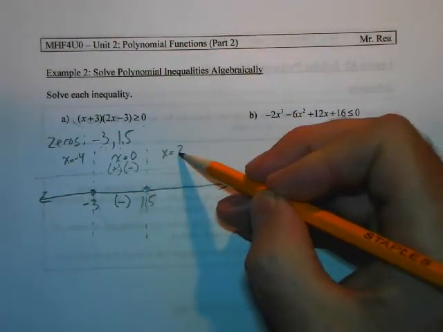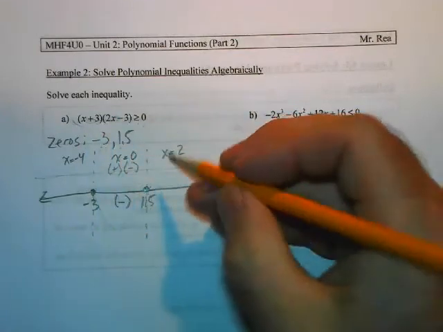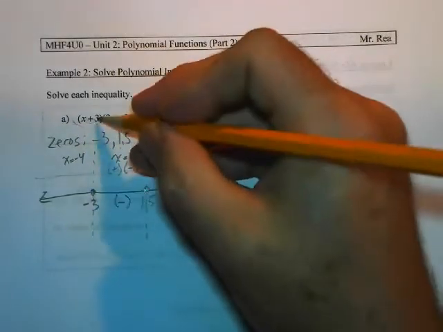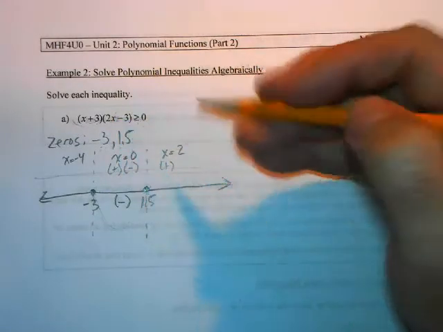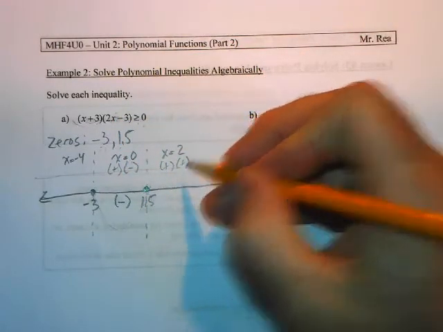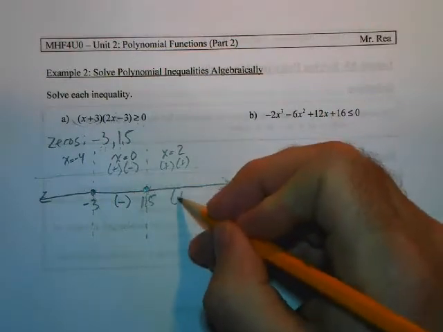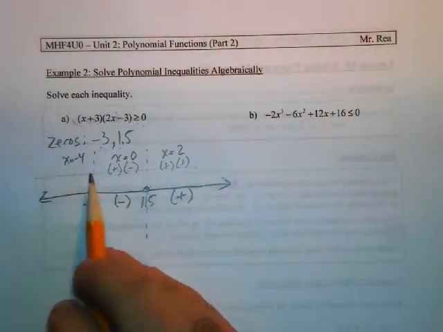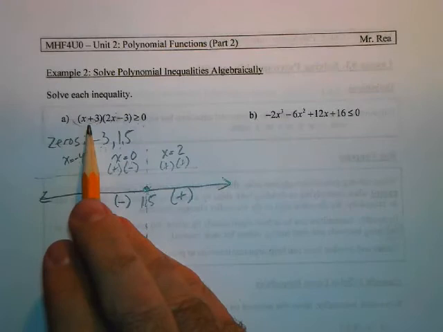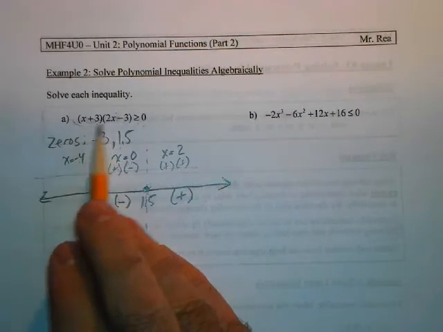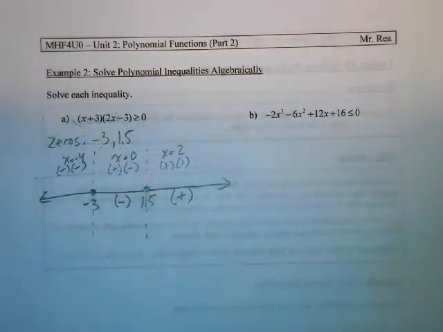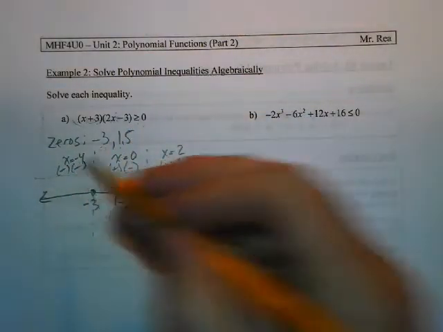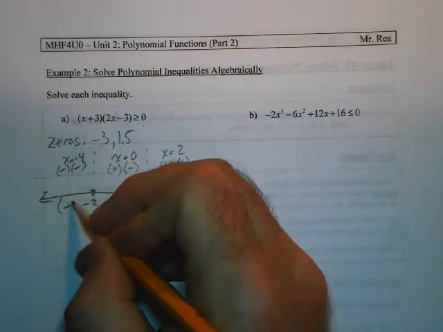I plug in x equals 2, and you can see I'm going to get a positive value for the first factor. I'm going to get 2 times 2, 4 minus 3 is 1, so that's also positive. So positive times positive is positive. Okay, and then finally -4, if I plug that in, you can see pretty quickly I'm going to get both of them being negative. And if I multiply 2 negatives, I get an overall positive value.